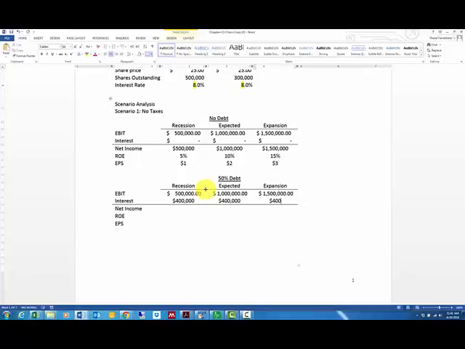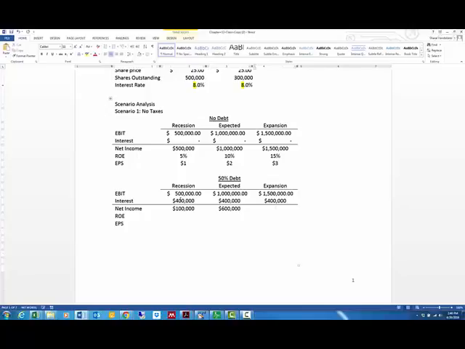And it's important here to note that that does not change. So no matter the state of the economy, recession, expected or normal economy, or an expansion, my amount of interest expense is the same no matter what. So with interest expense of 400,000 for each situation, our net income in the first case would be $500,000 minus the 400,000 in interest, or $100,000. In the second case, it would be $1 million minus $400,000, or $600,000.